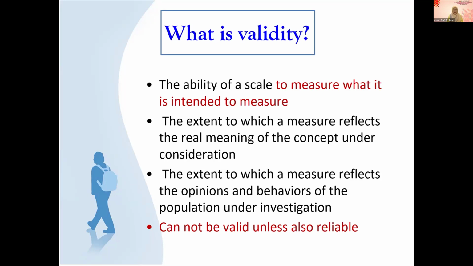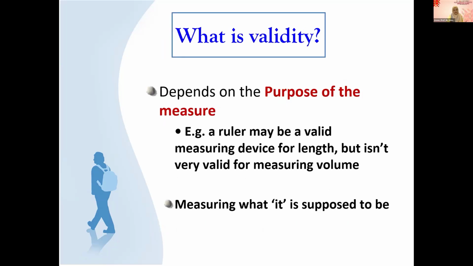Okay, so basically it must be valid first. Okay, so it cannot be valid unless it is also reliable. So you need to have two. It must be valid, it must be reliable also. Okay, so what is valid? Valid means to measure what is intended to measure. If you want to measure knowledge, it should measure knowledge, not attitude. There are two different things. So it depends on the purpose of the measure.